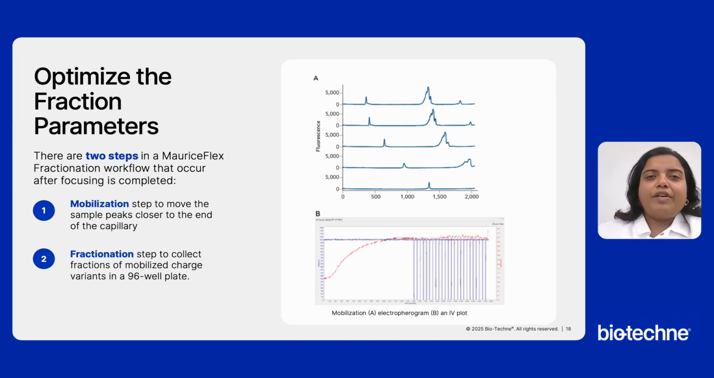Moving on to optimizing the fractionation parameters, and that includes two steps. First, the mobilization step, that is to move the sample peak closer to the end of the capillary, as you can see in figure A on the top. And the fractionation step, that is to collect the fractions of the mobilized variants in the 96-well plate.